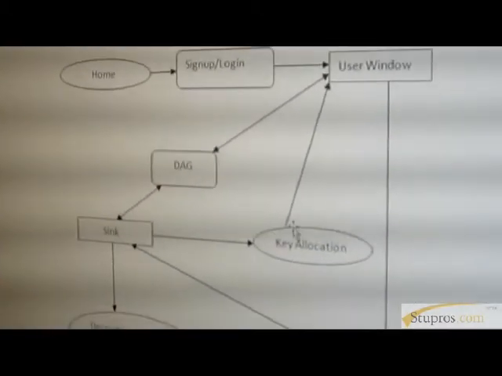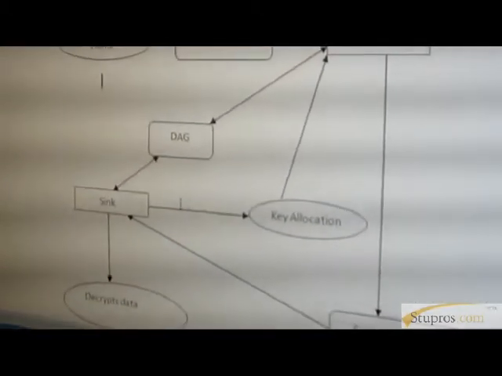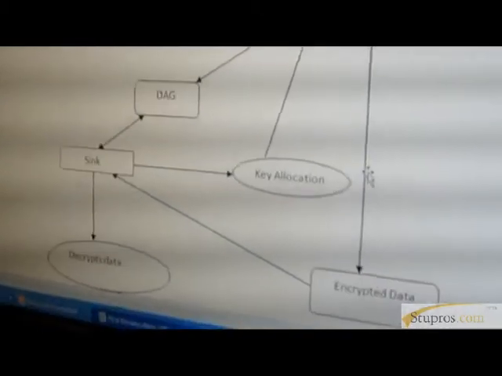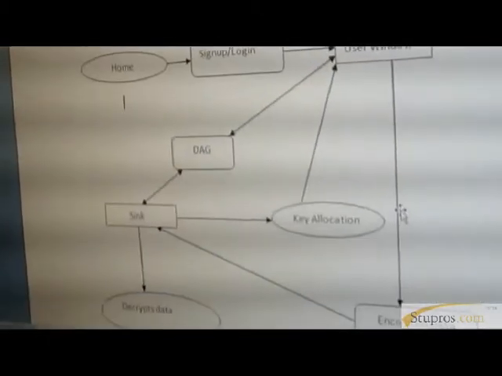It checks how the key and the path were allocated. Using that path only, it will identify who is the dropper inside the network. So this is the general concept of our project.